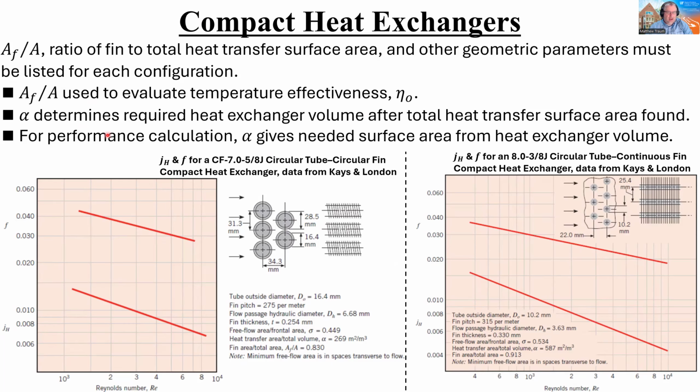And then for performance calculation, you do this in the other direction. You know how much volume you have and you're trying to figure out the surface area needed to give the appropriate amount of heat transfer, so you can use that A value to figure out how much area is needed from a given volume, right? So this is if you know the area and you're looking for the volume. This is if you know the volume and you're looking for the area. Okay, so how does this work?